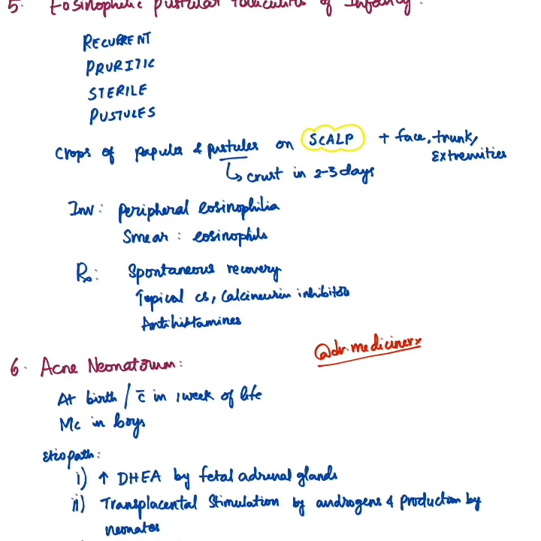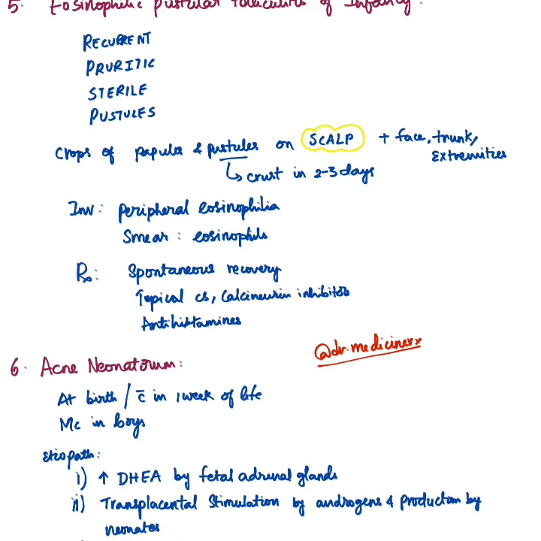Next condition is eosinophilic pustular folliculitis of infancy. This is an inflammatory disorder, and it is characterized by the occurrence of recurrent pruritic sterile pustules, and these pustules occur in crops over the scalp as well as the face, trunk and extremities. Here scalp involvement is present, and these pustules crust within 2 to 3 days, and it can be considered as a persistent form of erythema toxicum neonatorum.